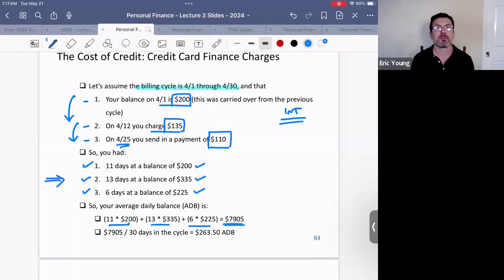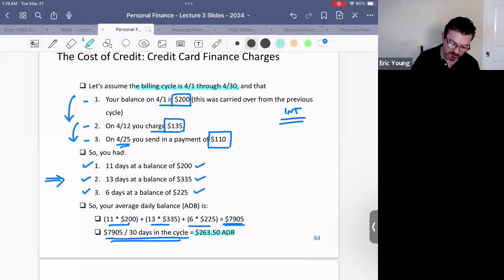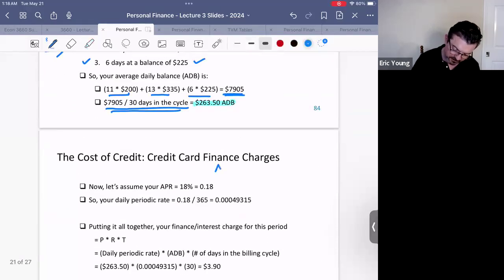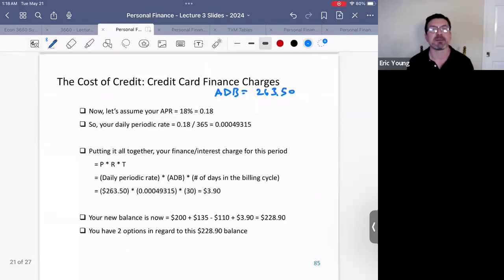Your total daily balances, the sum of each day balance, is $7,905. You then take that $7,905, divide it by the number of days in the billing cycle, which is 30, and you get this critical number of $263.50. And that is your average daily balance. So let's get this here. Your ADB is $263.50.